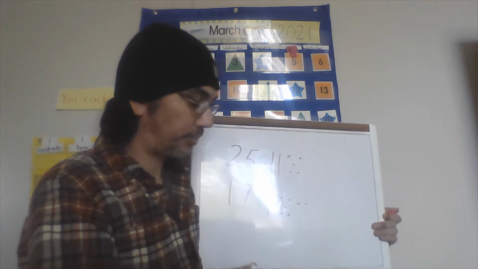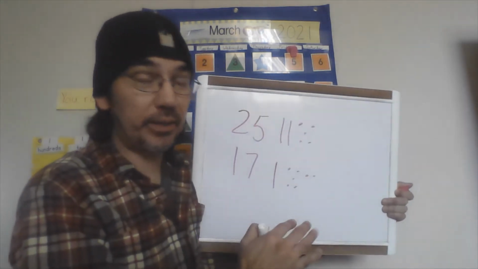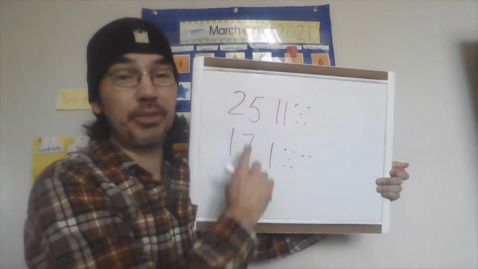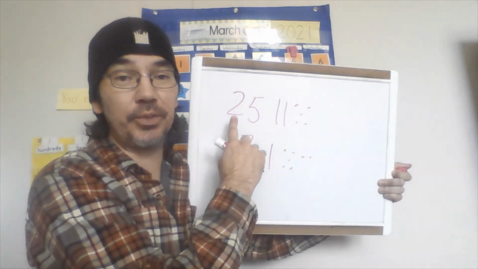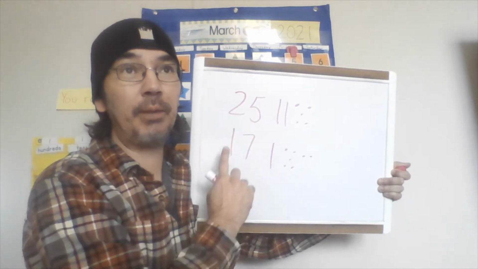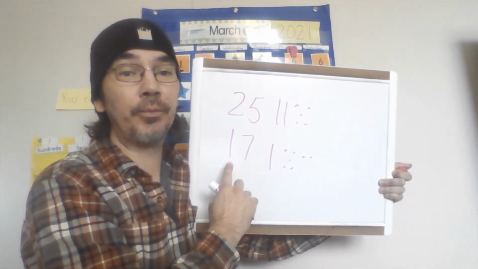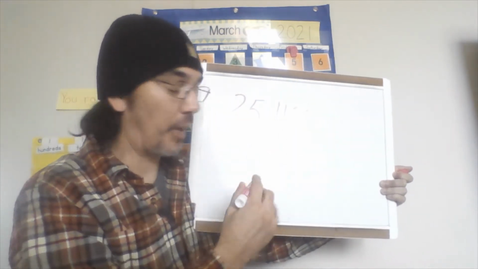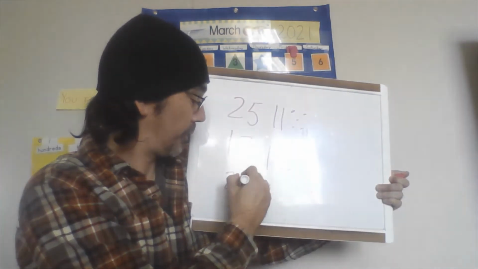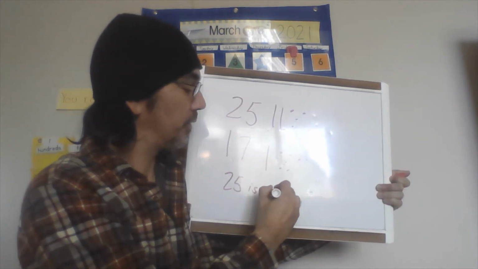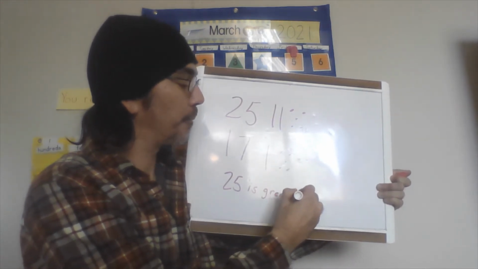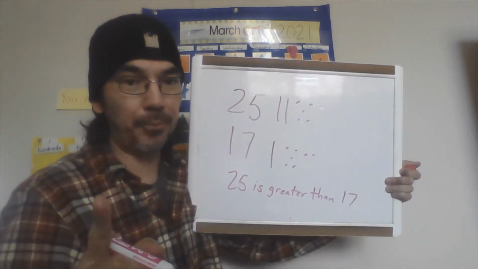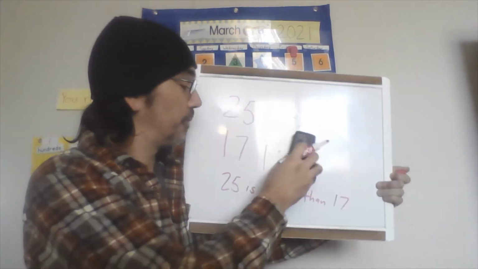There we go. Now, when we look at these numbers together, we have 25 and 17. First, we start with the tens. How many tens are there in 25? 2. How many tens are there in 17? 1. 25 is greater than 17. Now, I can write that out. 25 is greater than 17. Or I can use a symbol.